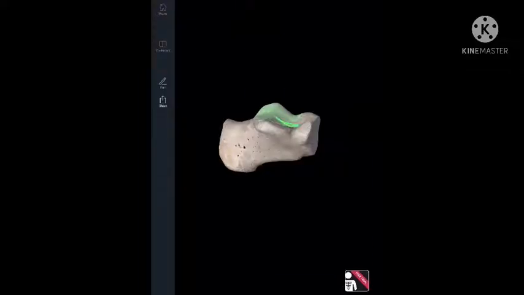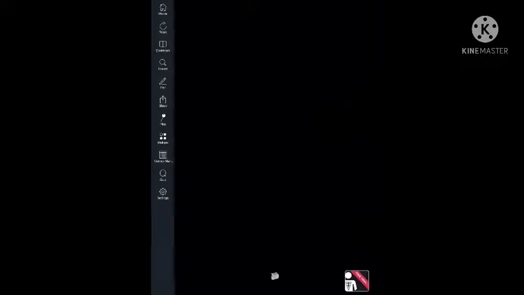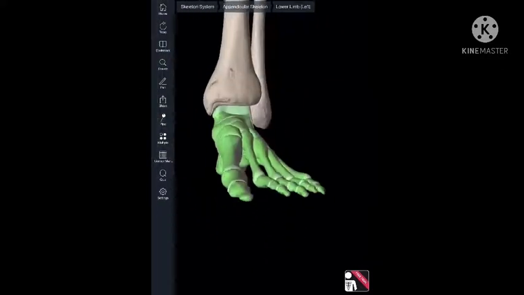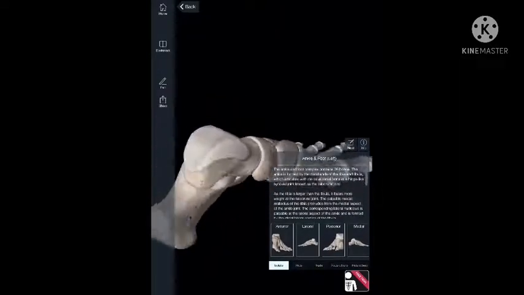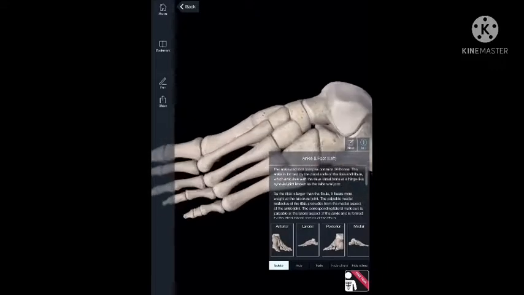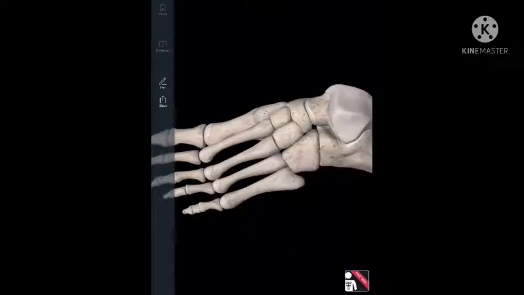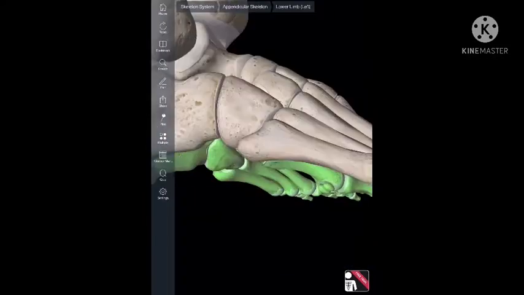So let's take a look at the sinus tarsi. Here is the sinus tarsi. As you can see, it is the combination of the sulcus from the inferior side of the talus and from the superior surface of the calcaneus. Now let's take a look again at the calcaneus.